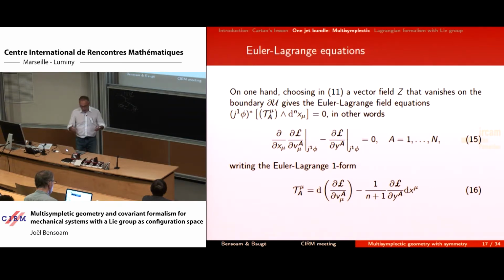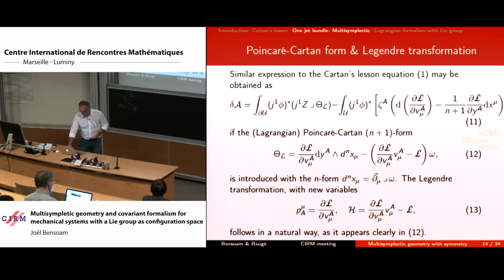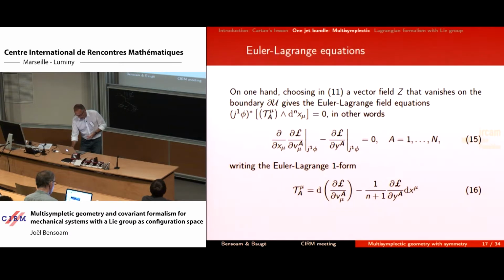So again, you can consider that you will choose a vector of variations that vanish on the boundary. Then you will obtain the Euler-Lagrange equation, but with more than one variable. So you will have a partial differential equation now with mu, the number of independent variables. So you can also write an Euler-Lagrange one-form.